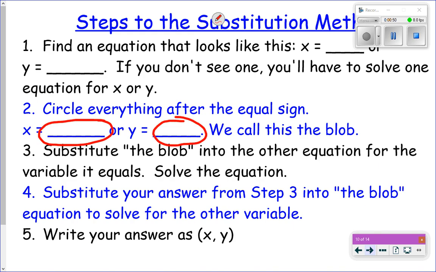Okay, these are the steps for solving using substitution. So this slide you do need to write down. There are 5 steps and all of them are important. So you can pause your video to write these down, but I'm not going to read through them. We're just going to apply them to examples.